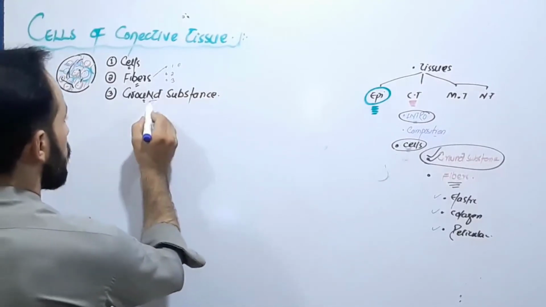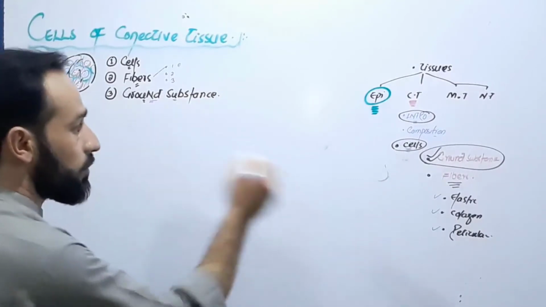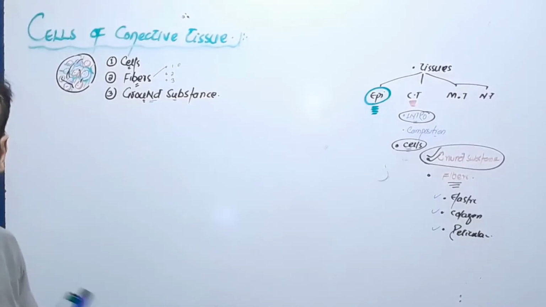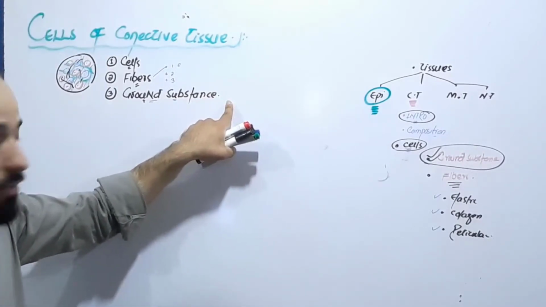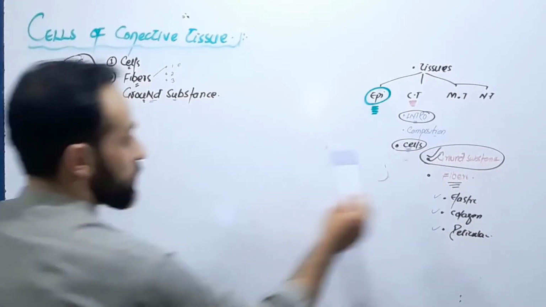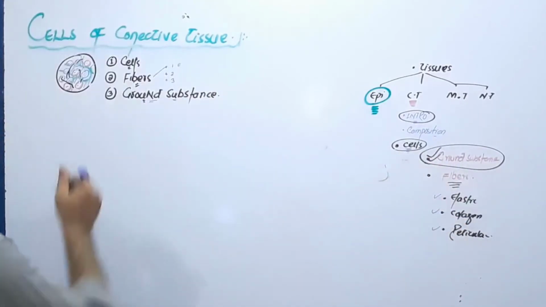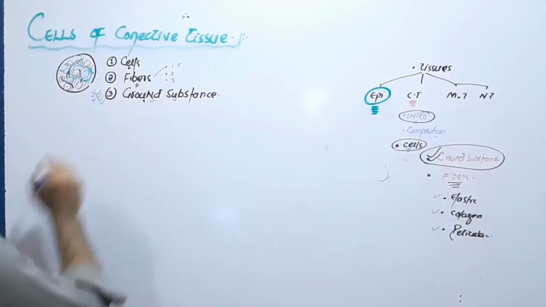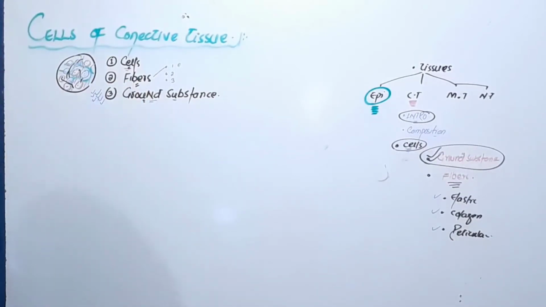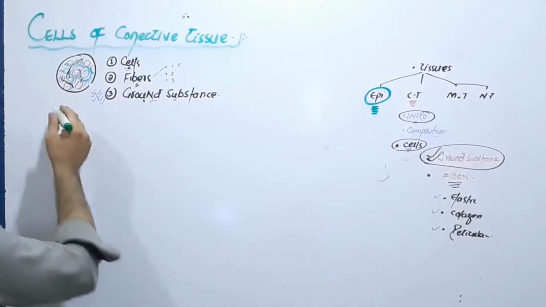And the ground substance of this connective tissue is made up of what we had discussed in the previous lecture: the proteoglycans, the glycoproteins, and other factors which are present in the ground substance of the connective tissue. Friends, we have discussed this factor in detail. Now let us go into detail on the cells of the connective tissue. So let me write here, cells.